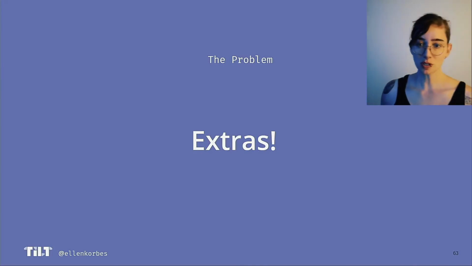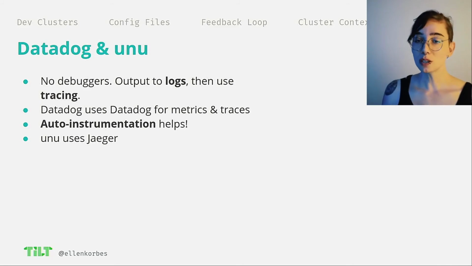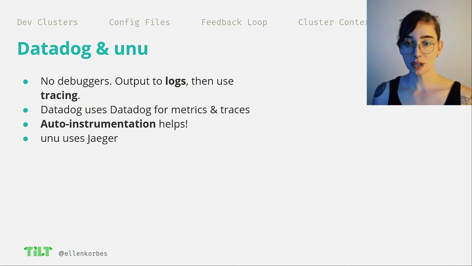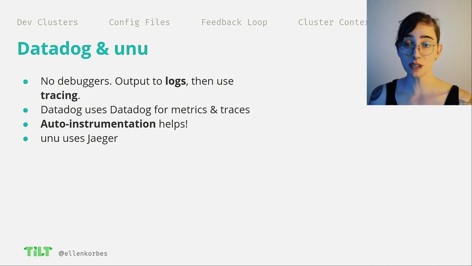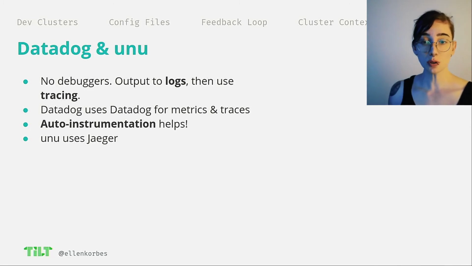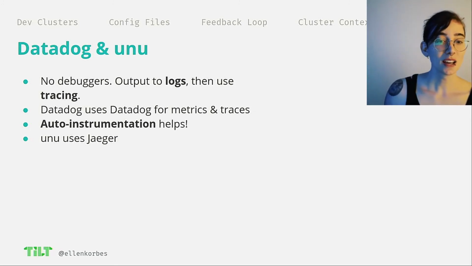Now, a couple of extras. We are getting close to the end here. So Datadog and Uno, they don't use debuggers, a debugger like GDB. They don't use those. They always output things to logs, and then they use tracing as a debugging tool. So Uno uses Jaeger. Datadog, of course, uses Datadog. So Datadog dogfoods Datadog. That was hard to pronounce.